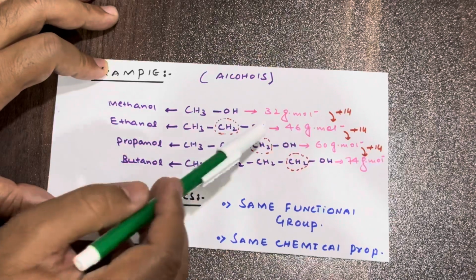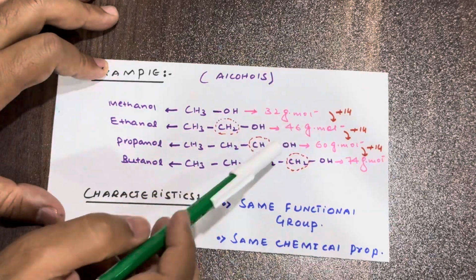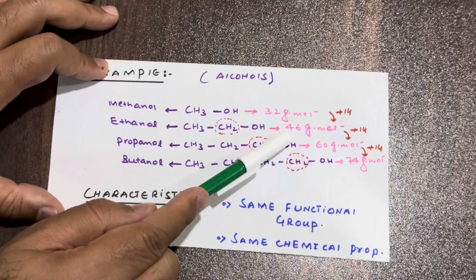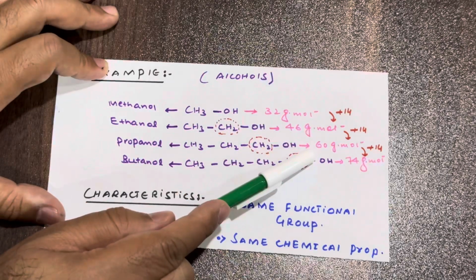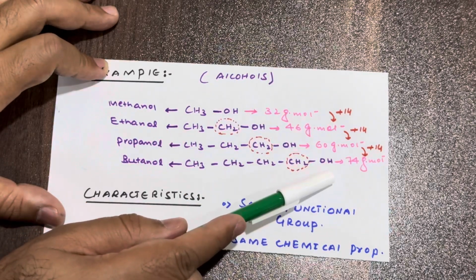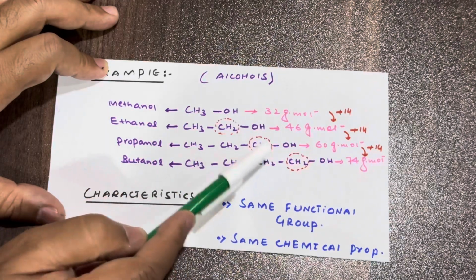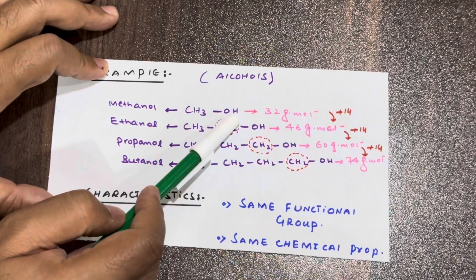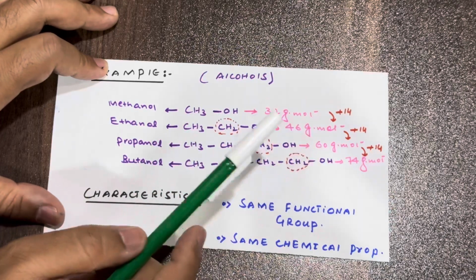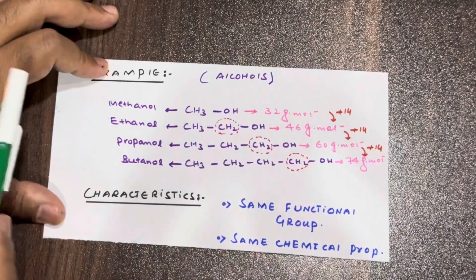The mass of methanol is 32 grams per mole. By adding 14, it will become 46. Then by adding 14, it will become 60. By adding 14, it will become 74. So the difference of the mass between two adjacent members of the homologous series is 14 grams per mole, due to the difference of this CH2 group.